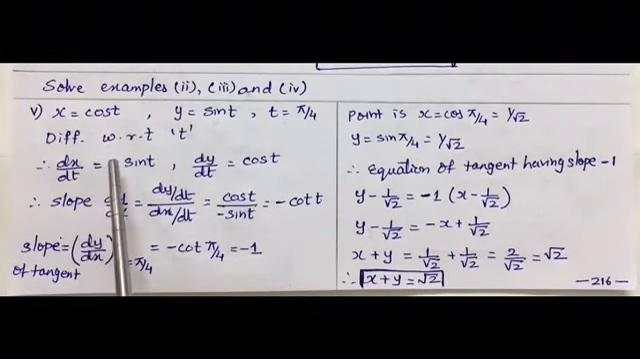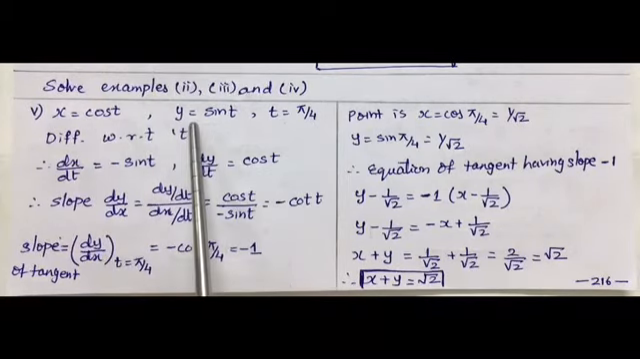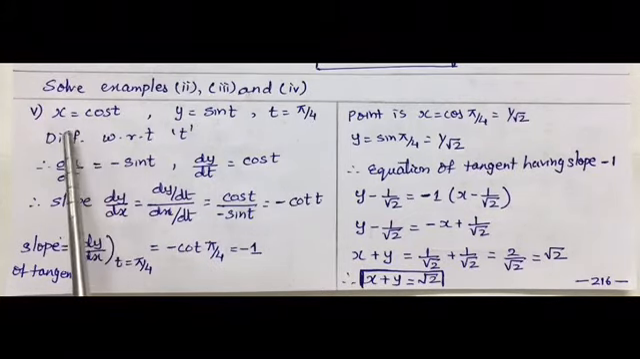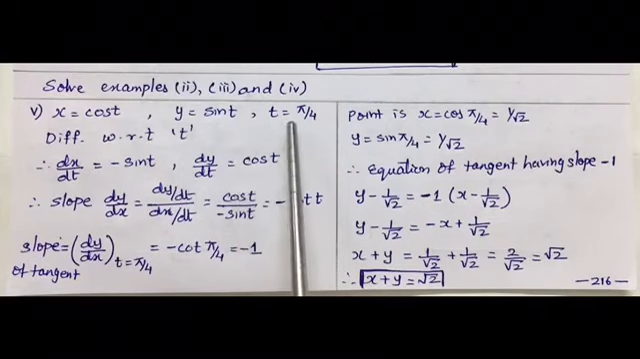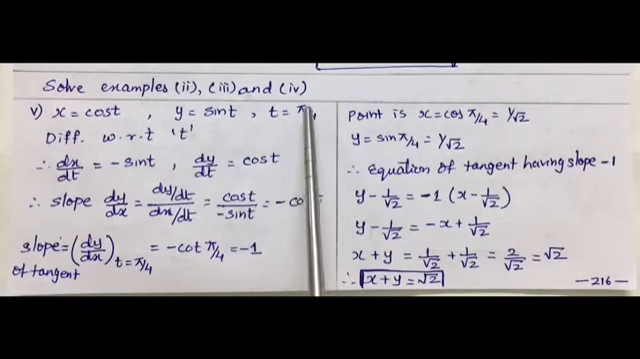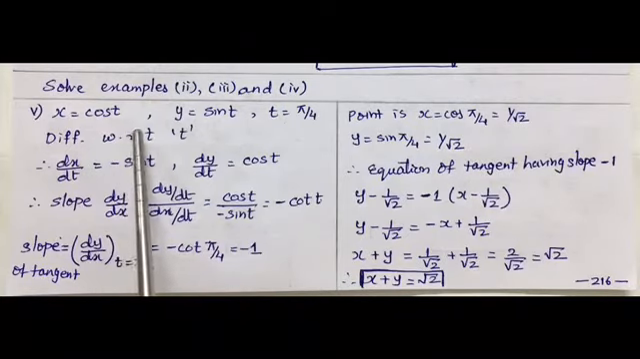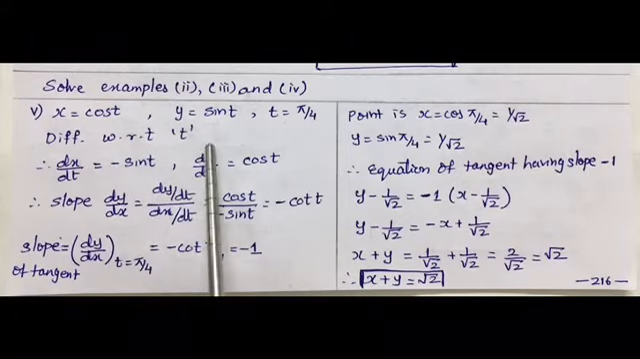Question number 14, fifth one. Here they have not given the point, but the parametric form of the equations is given. Now x is given as cos t, y is given equal to sin t, when t is equal to pi by 4. So again, to calculate the slope, we'll differentiate with respect to t here.